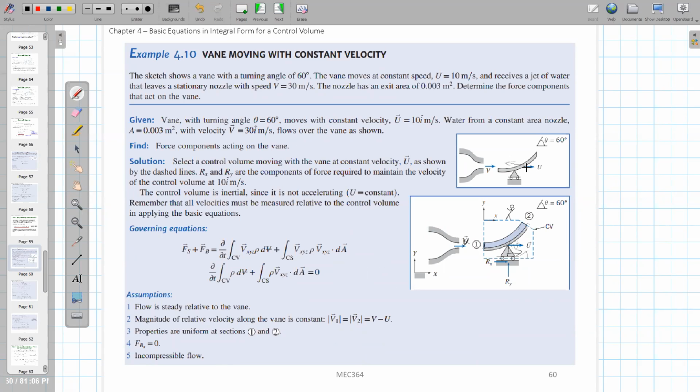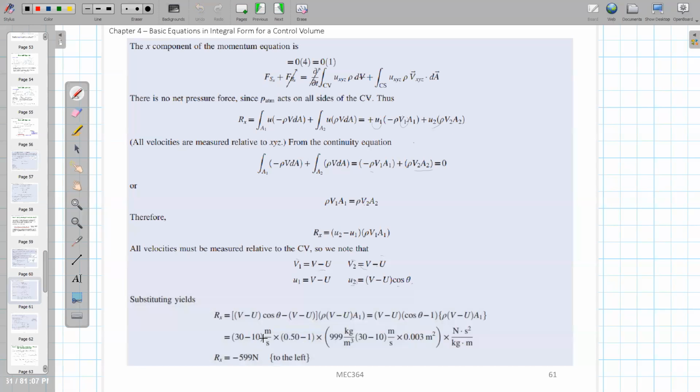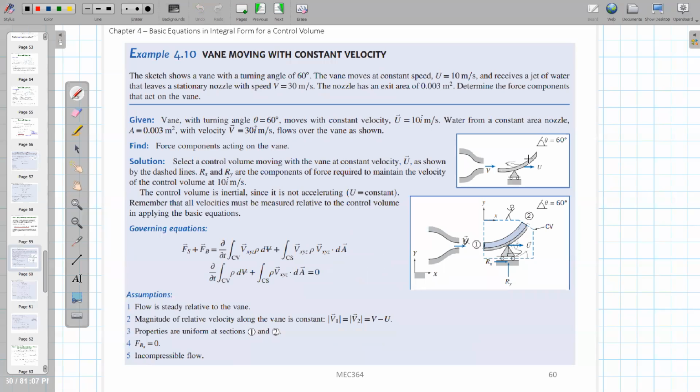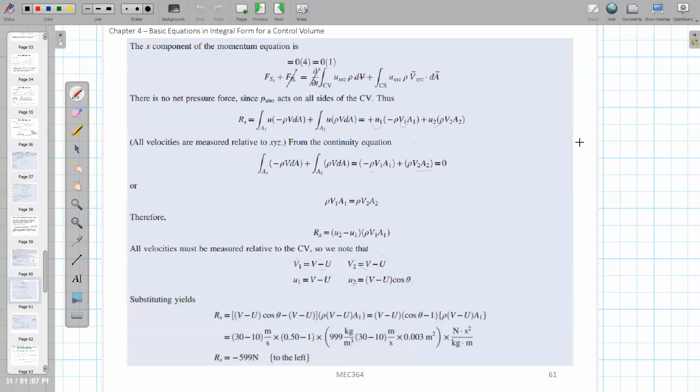So that means that basically we need to have a force in this direction, going to the left, to make this wing move with a constant velocity. If we didn't provide this force, Rx going left, then this wing wouldn't be able to keep this constant velocity movement. It would actually be accelerated. So that is Rx.